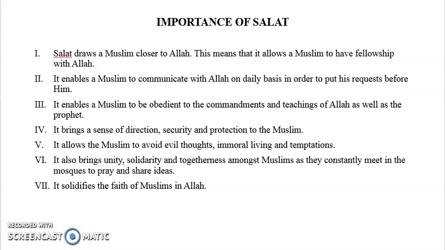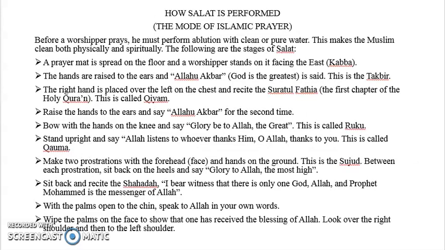Okay, so basically what we just went through is how Muslims do the Salat. Let's go through it once again. So we said a prayer mat is spread on the floor, and the worshipper stands on it facing the east. The hands are raised to the ears, and Allahu Akbar is said. That is, God is the greatest. This is known as the takbir.